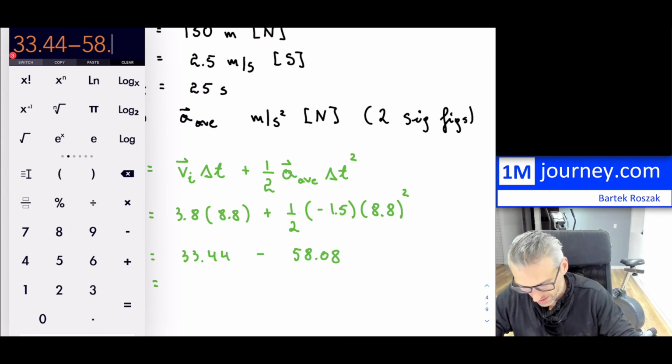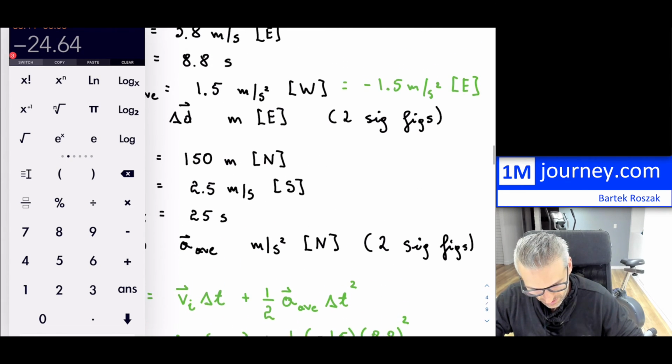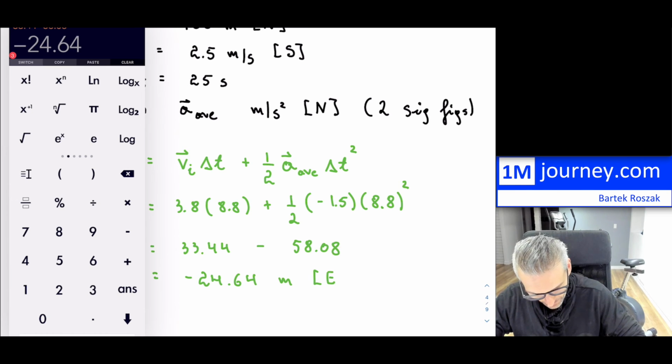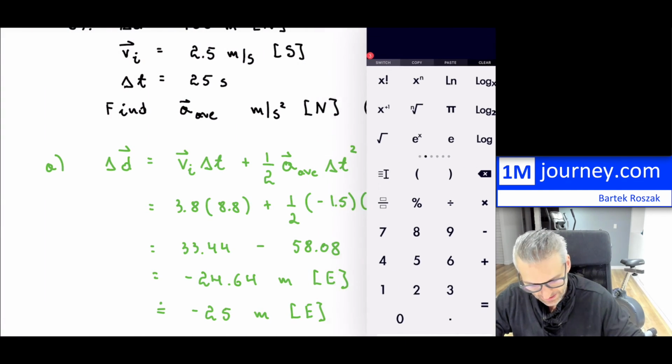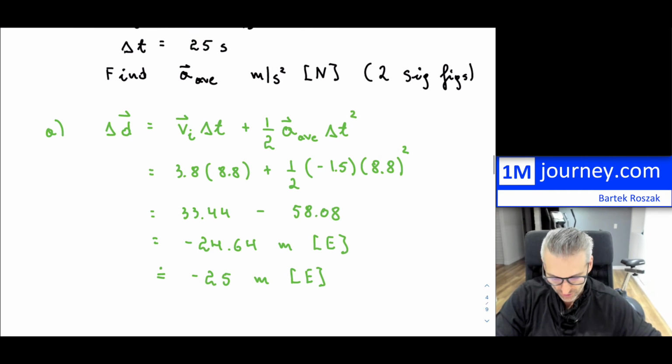So this is 58.08, and this will give us negative 24.64. Notice this is meters, and it is in the east direction. Now I will round this, so approximately, they want two significant figures, so this is going to be negative 25 meters east. And there you have it. That's how you would leave your answer. Now, negative 25 east, don't think that you went negative 25.